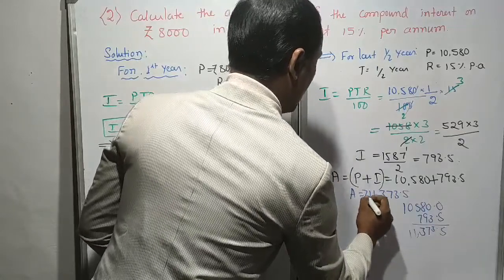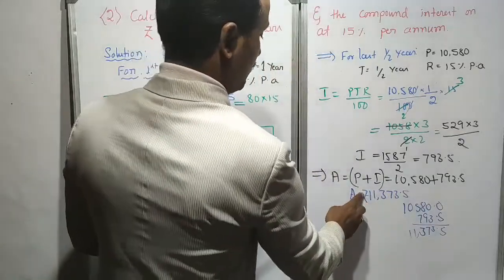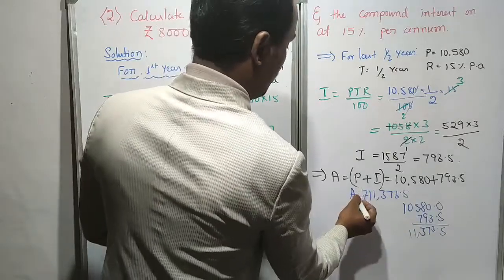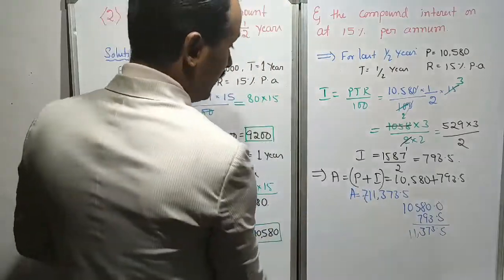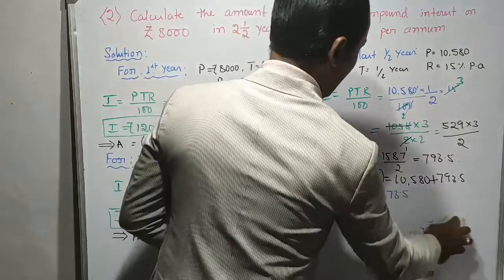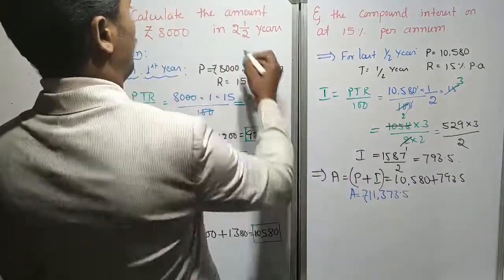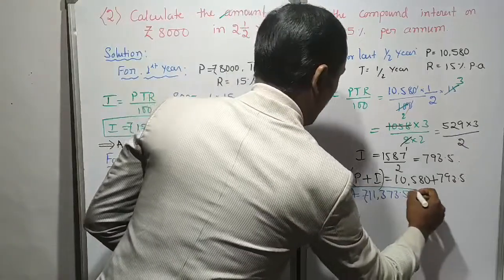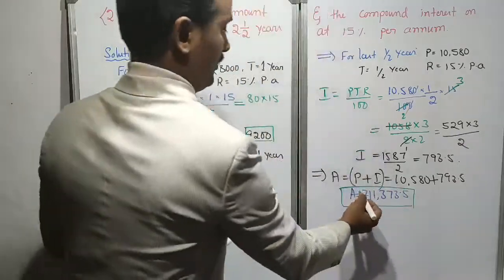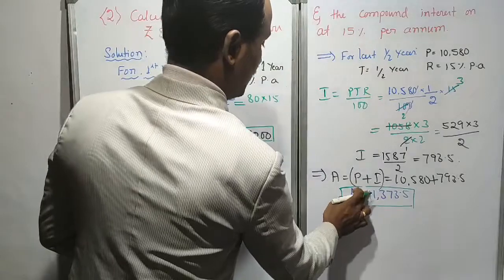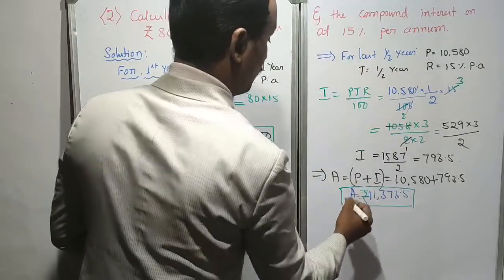11,373.5 is the amount, dear children. Understood? See now, the final amount. How much am I paying to the money lender? Look here, dear children. This is the answer of this question. Amount is equal to the required amount. This one I write neatly, dear children. The symbol of amount, rupees.